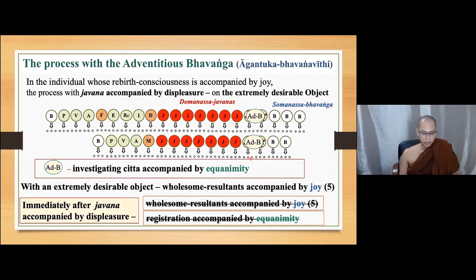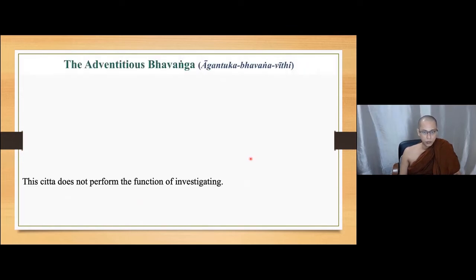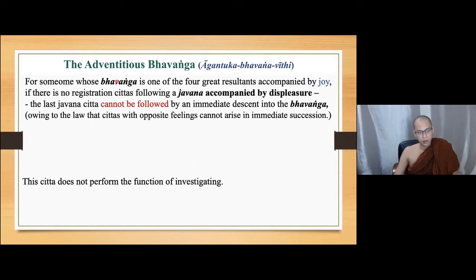Adventitious bhavanga. Okay, so for the last slide, about the adventitious bhavanga, this information was already explained. For someone whose bhavanga is resultant accompanied by joy, no registration chitta follows. A Javana accompanied by displeasure, domanasa Javana, cannot be followed by that bhavanga because they are directly opposite each other in the types of feeling. The Javana is displeasure, and the bhavanga is joyful. That's why they are directly opposite to each other. So it cannot follow.